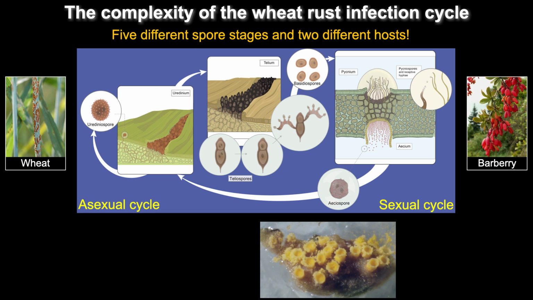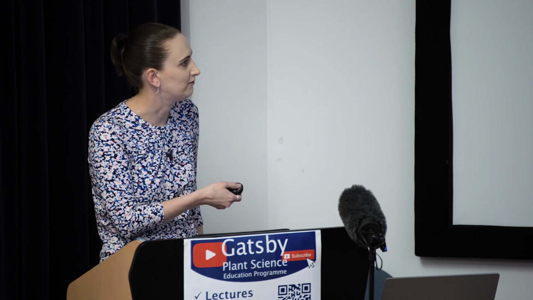At that point, the fungus undergoes sexual reproduction, and we're all familiar with sexual reproduction. This creates new genetic variants, and these new genetic variants might have new abilities. For instance, wheat doesn't just come in one flavor. We have lots of different varieties of wheat, and some of them might be resistant to infection, while some of those varieties might be susceptible to infection.